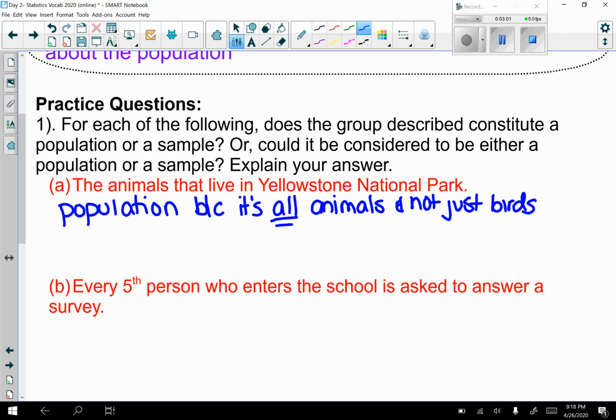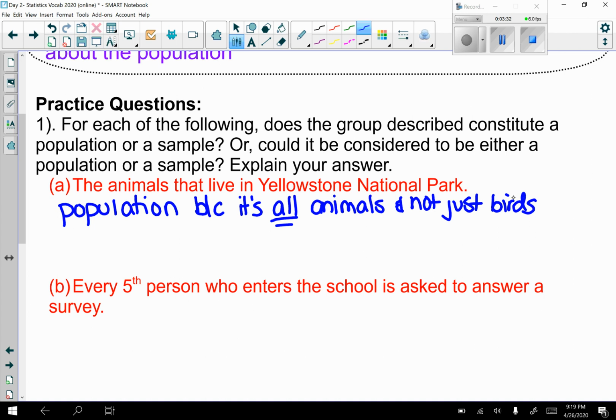I would argue, or I would allow you to argue, as long as you have proper justification, that this could be considered a sample. And it's a sample because it is only the animals in Yellowstone Park, not the animals in all parks across the country. So that would be a good justification as well. Some of these you're going to be able to argue for either population or sample. It's just important that you back up what you're saying and you explain it.